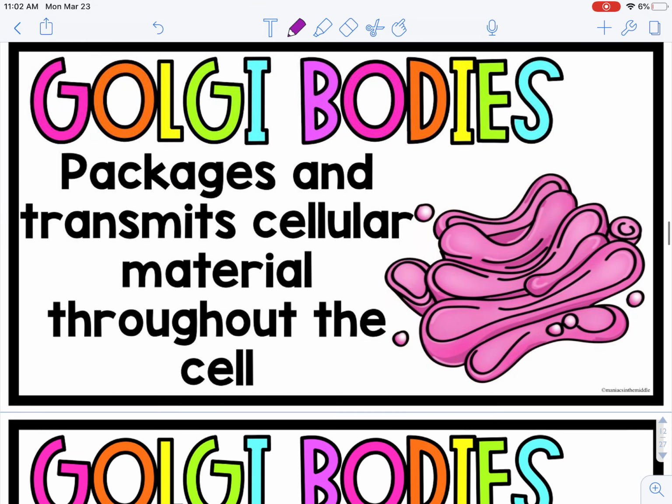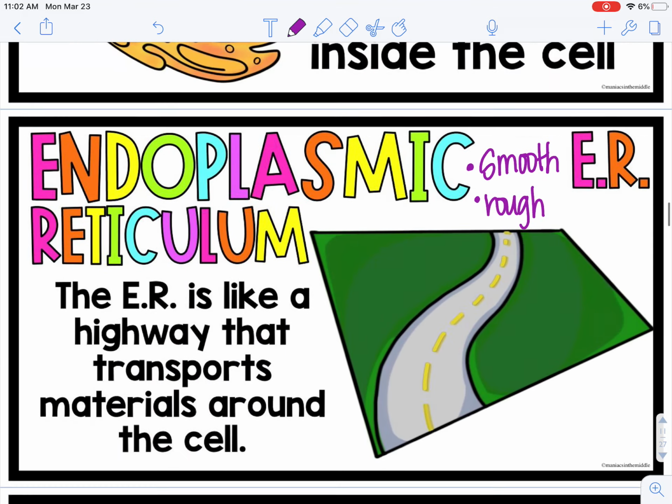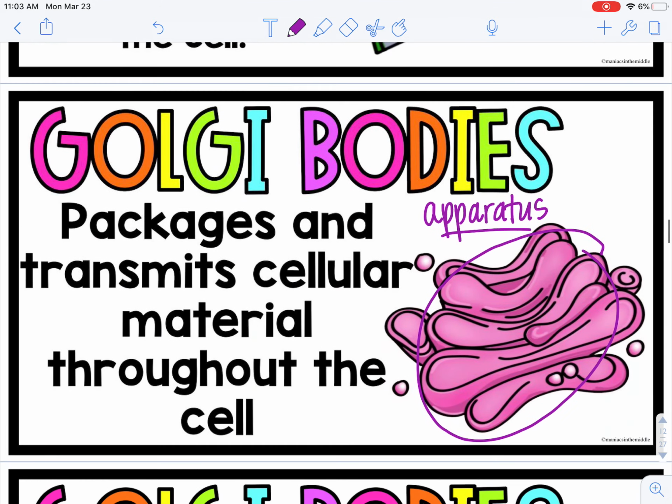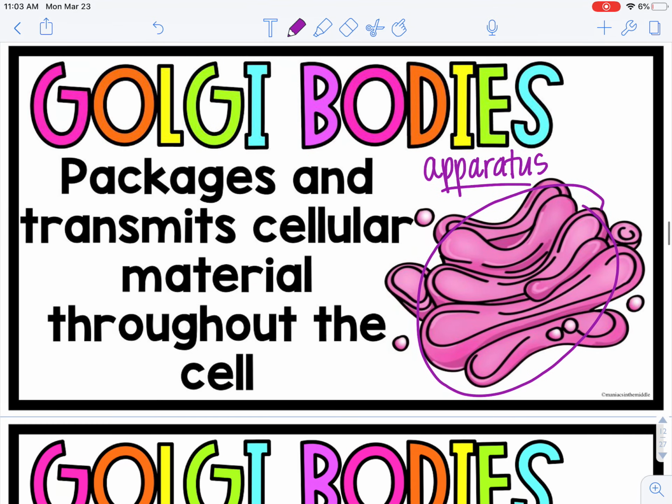Next, you have your Golgi bodies. This is also sometimes called the Golgi apparatus. So if you ever see that term, it's the same thing. Don't let that freak you out, but we'll tend to call it the Golgi bodies. So they package, transmit, and send out cellular material throughout the cell. It does look kind of similar to the endoplasmic reticulum, but there's only one Golgi body. So as we look at the diagram, it'll make a little bit more sense as to which one is which.